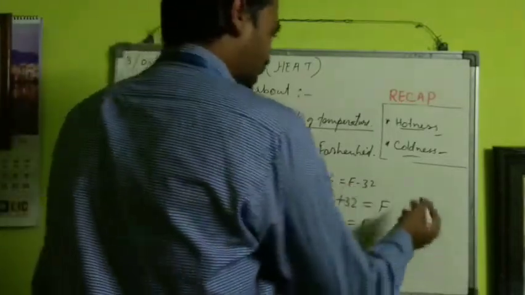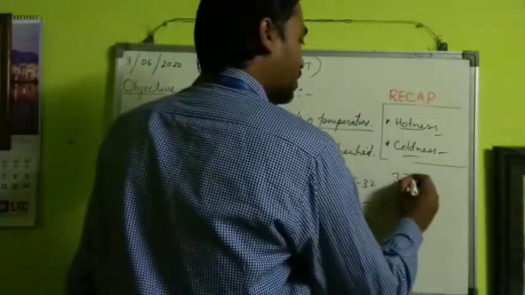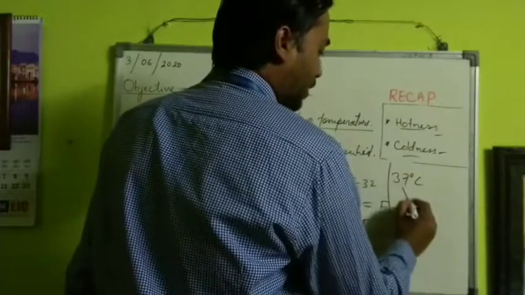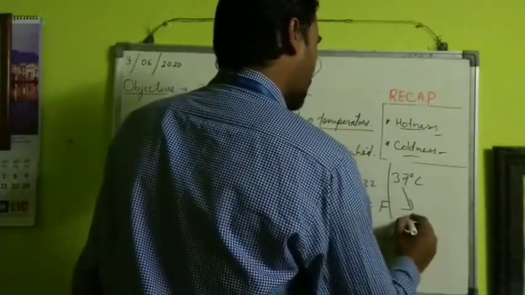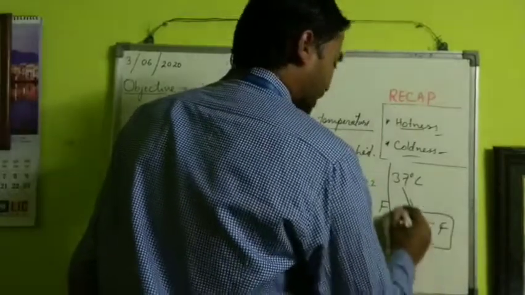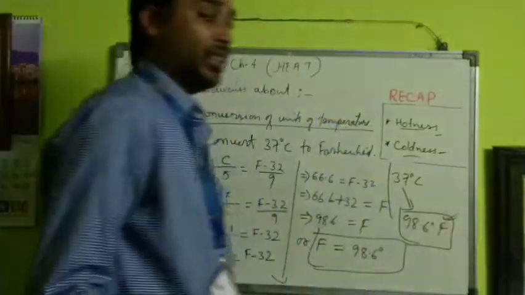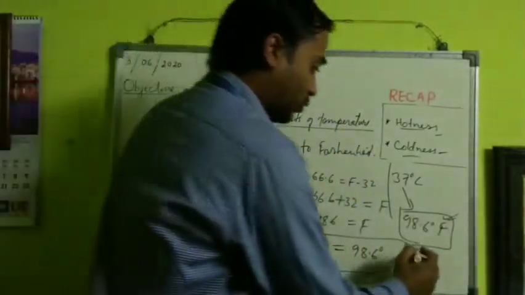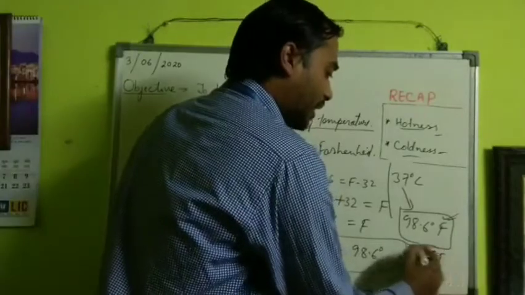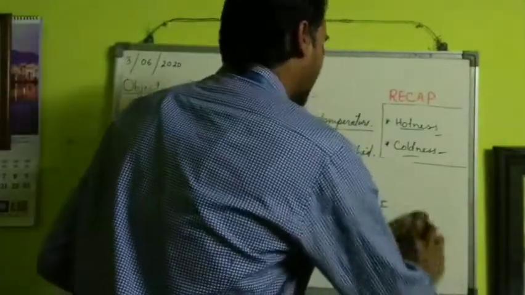So in terms of degrees Celsius, what is the normal body temperature? It is 37 degrees Celsius, and when it is converted in terms of Fahrenheit, it becomes 98.6 degrees Fahrenheit. Generally we measure the body temperature in the Fahrenheit scale only, and that's why when it is somewhere around 100 degrees Fahrenheit, we are suffering from fever. So this is how we can convert the scales from one unit to another.